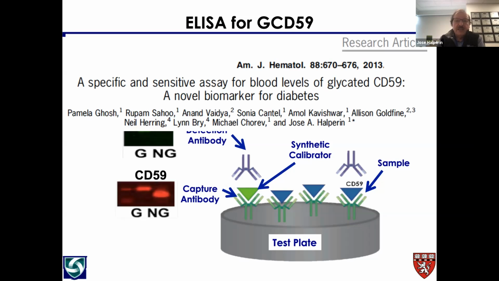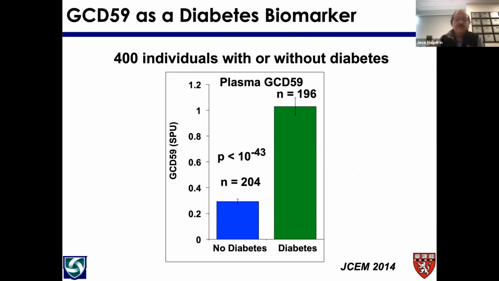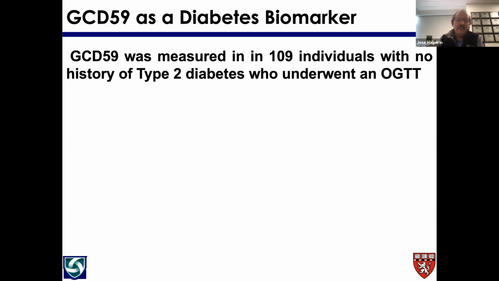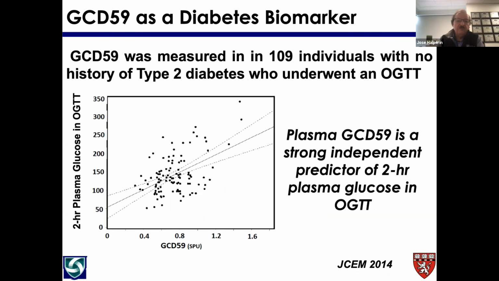So with this assay specific for glycated CD59, we were able to show in a first study of 400 individuals with and without diabetes that human glycated CD59 is highly significantly increased in the blood of individuals with diabetes. In another study, we measured glycated CD59 in 109 individuals with no history of diabetes, who for the study underwent an oral glucose tolerance test, or OGTT. As you can see, glycated CD59 was a strong and independent predictor of the 2-hour plasma glucose in the OGTT.